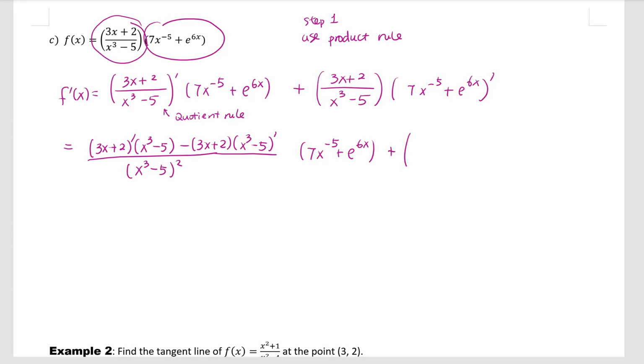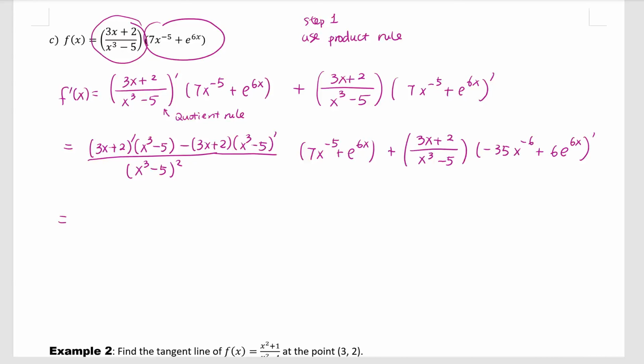And then we have (3x + 2)/(x³ − 5). And the derivative is 7 times −5, −35. −5 minus 1, −6. And 6e^(6x). Don't subtract 1. Remember, the father looks like the son, but the father just has the mustache in front of it. Okay? Alright, are we done?